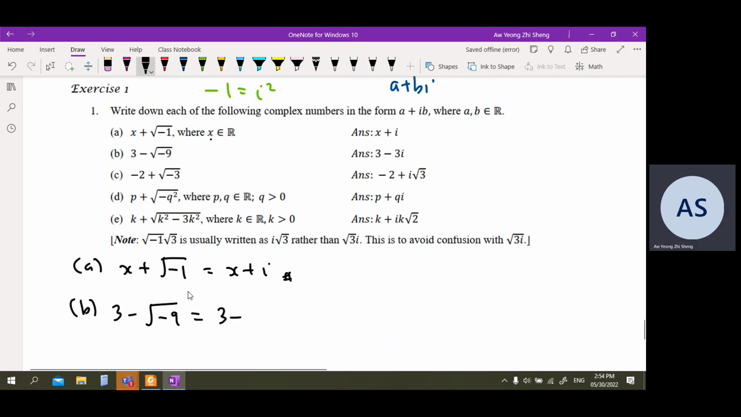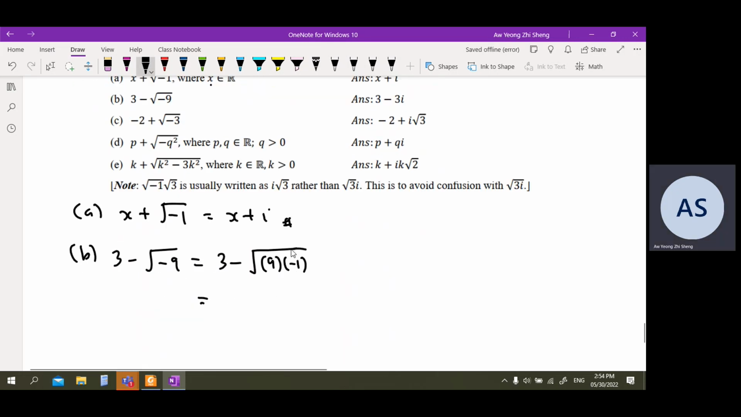So what we can do is first write -9 as 9 times -1, or -1 times 9. Then we can distribute the square root over the product, so this can be written as surd of 9 times surd of -1. It's okay to do such distribution because 9 and -1 are not both negative. If exactly one of the two components is negative, we can still distribute the square root. So it's fine.